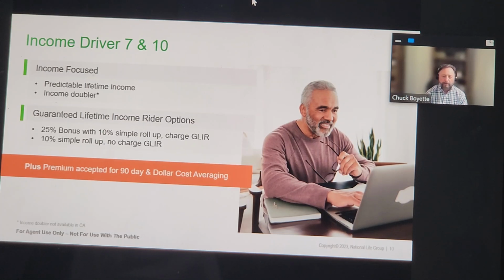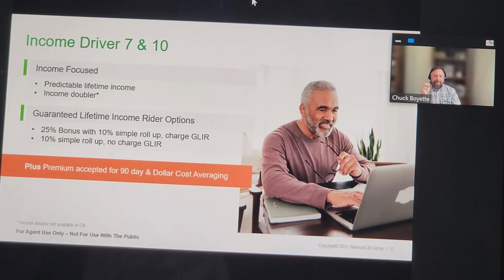But to talk more about the guaranteed lifetime income options, which we call GLEAR, how Income Driver works is that there's a 25% bonus to the benefit calculation base. So when we're talking about the standard GLEAR, they get a 25% immediate bonus to their benefit calculation base. So as soon as they put their money in, that goes to their benefit calculation base. It doesn't go to their accumulation value, but it goes to their benefit calculation base, which is going to be used to calculate their income when they turn on their GLEAR.